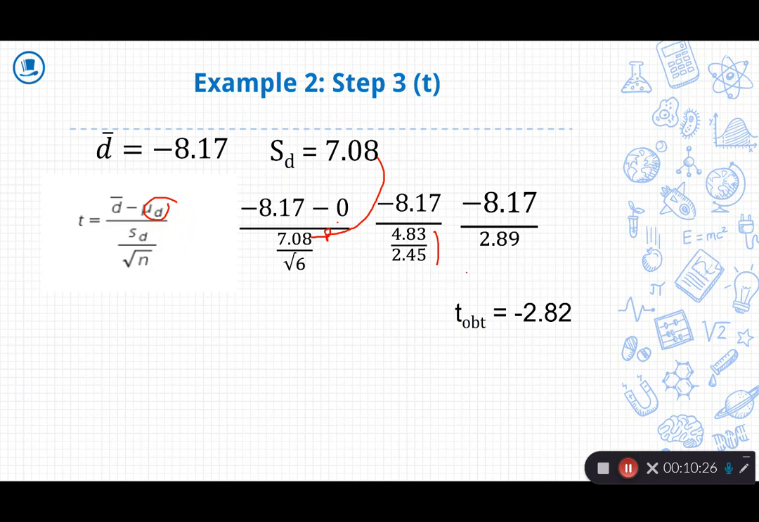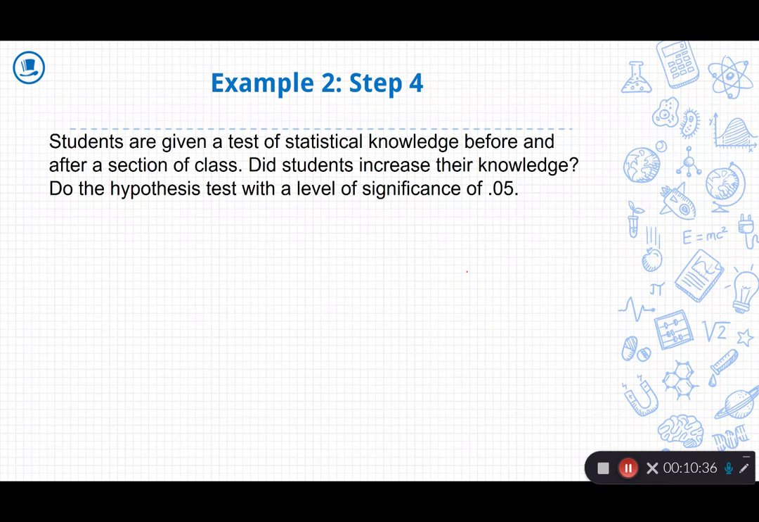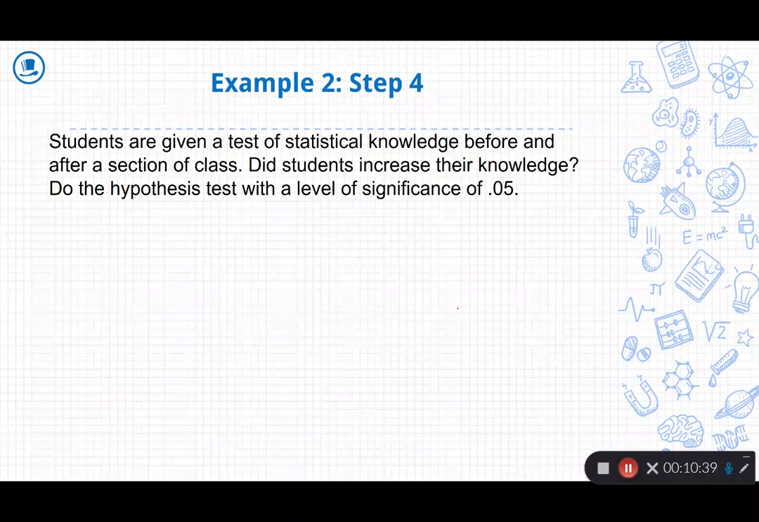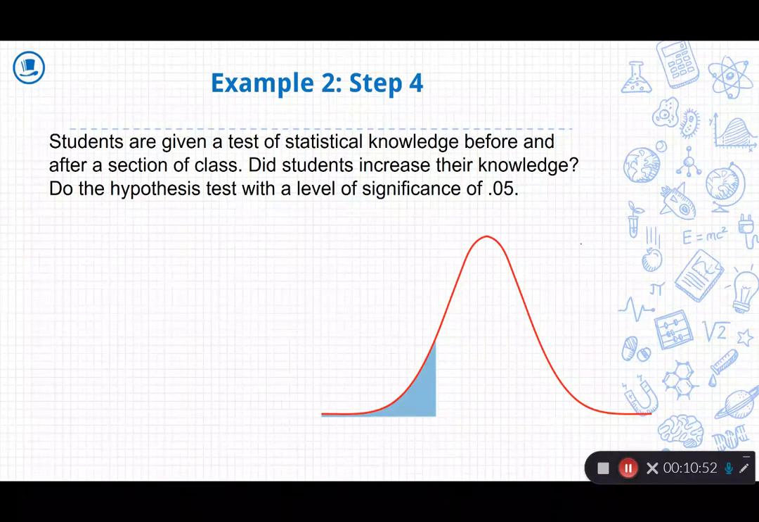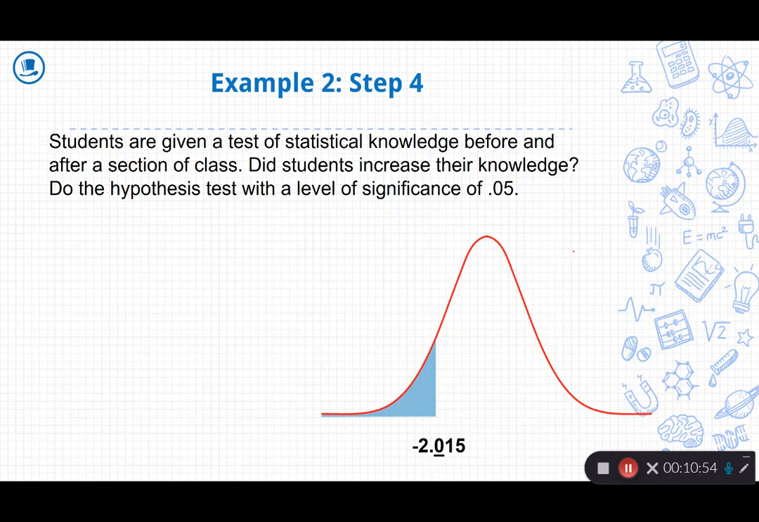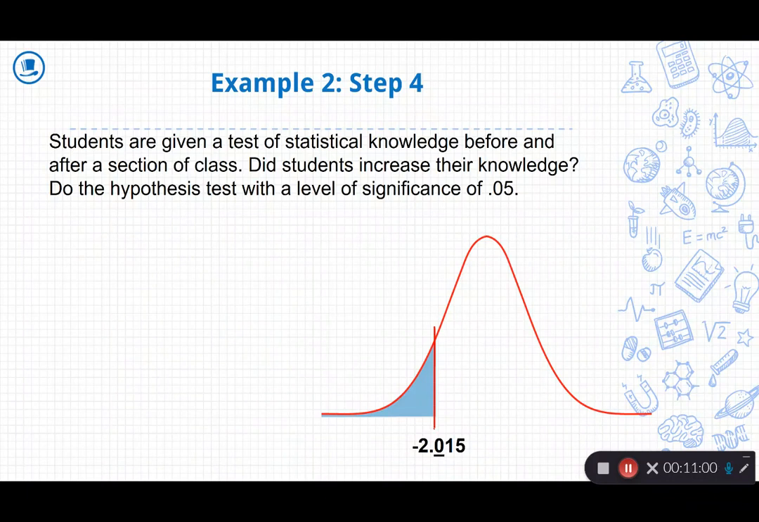Now we go to step 4, where we look back at the rejection region. There's the original problem. Students were given a test of statistical knowledge before and after a section of class. The students increased their knowledge, and we did the test with alpha 0.05. There's the rejection region. It was left-tailed because of the way we had the difference set up. And that was the critical value. We said we would reject the null hypothesis if we get a t obtained of negative 2.015 or less.